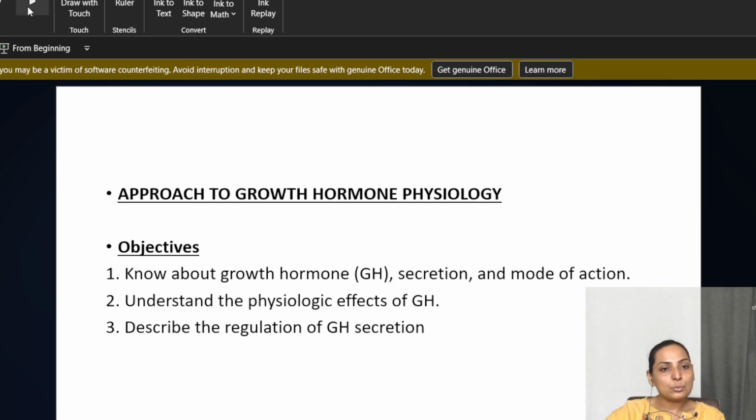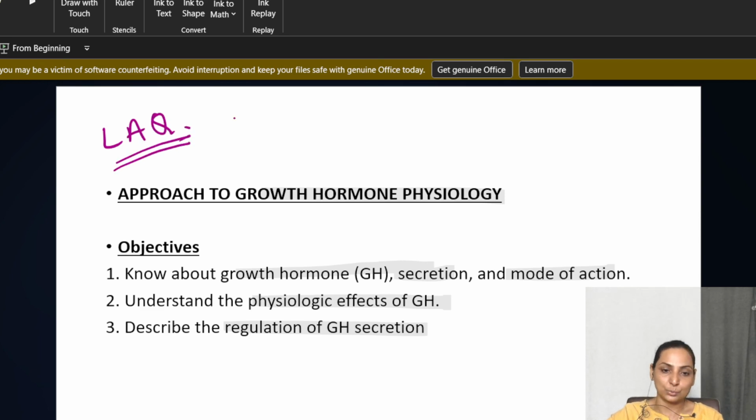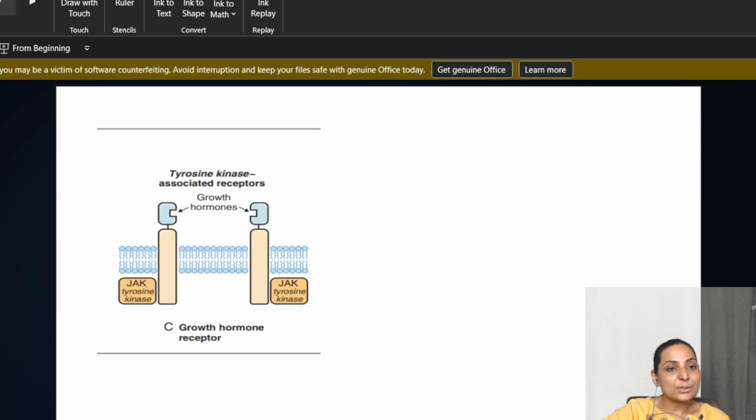So how to approach growth hormone physiology? What are the objectives? You must know the growth hormone: what is the type of the hormone, how it is secreted, what is the mode of action, what are the physiological effects, and how is it regulated, because this itself is going to be a part of your LAQ. This is your LAQ. Now, what is growth hormone?